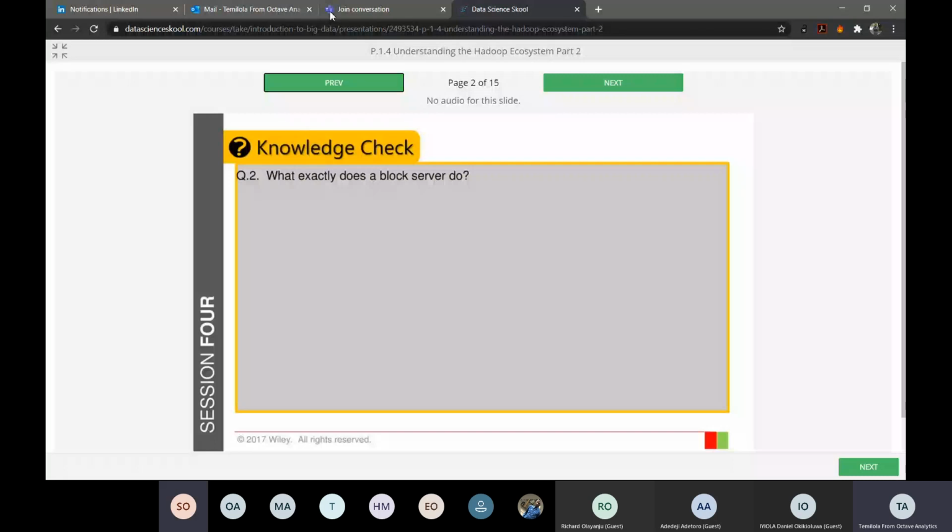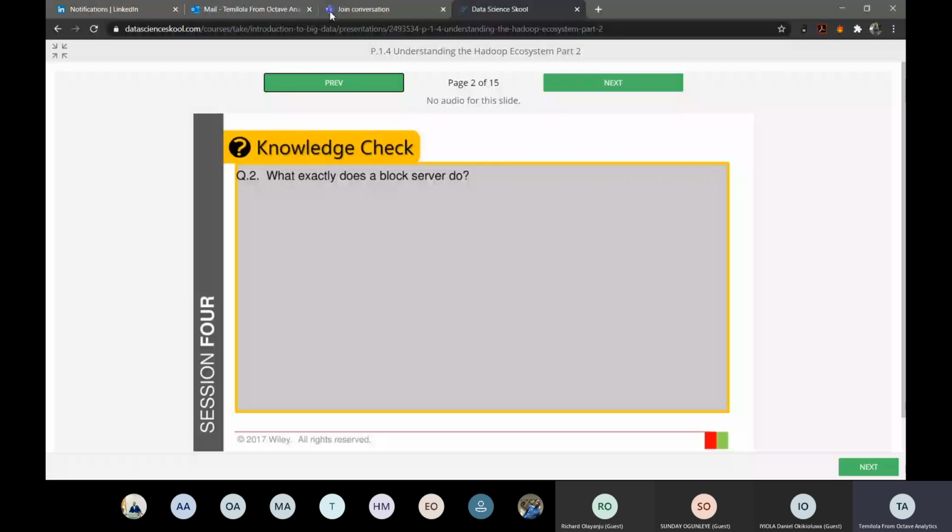Is that a question, sir? Looking at the function of a data node, is there any similarity between block server and data node? Data node stores data also, and block server refers to a server that stores data also. Is there any similarity between them? Yeah, you just said it. They both store data, but I'm going to explain this to you now.